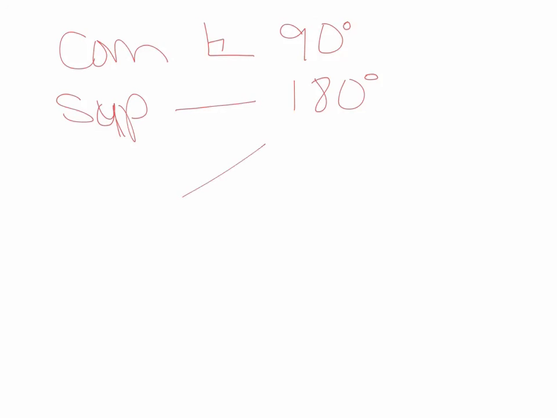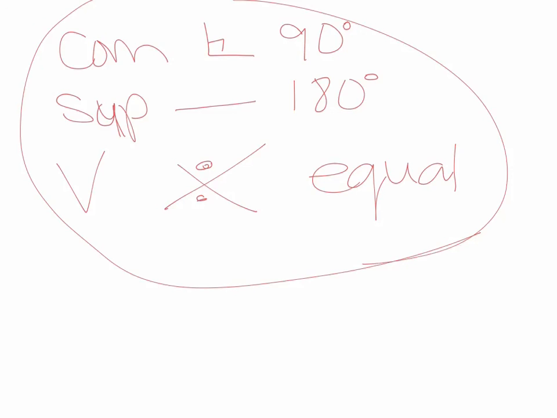Remember, complementary is going to add up to 90. Supplementary is going to be a line, and that's going to be 180. Vertical are these two, and they are equal. Okay, so make sure you remember those types. Vertical are across from each other, and they're equal to each other.